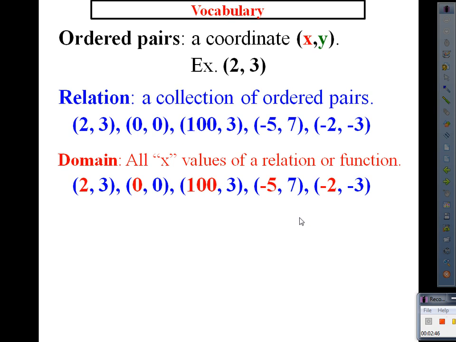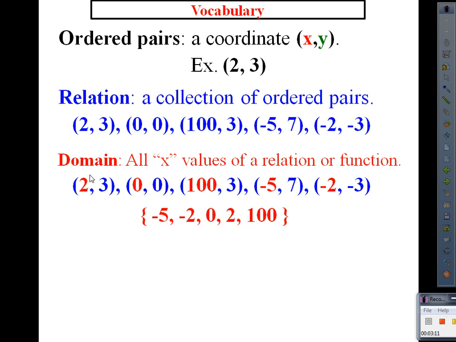However, how do you write domain? We use set notation, but we always write it from least to greatest. What would be the least of these? -5 and then -2, 0, 2, and 100. And it should look something like this. Is it coming back? Yes?